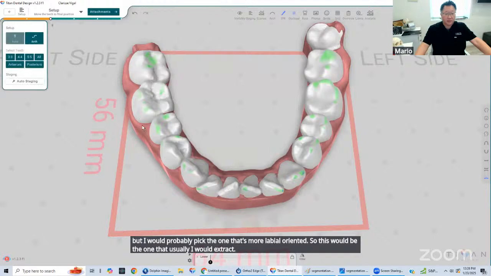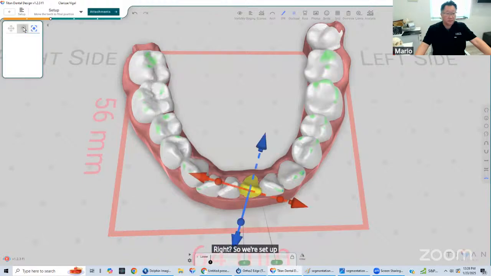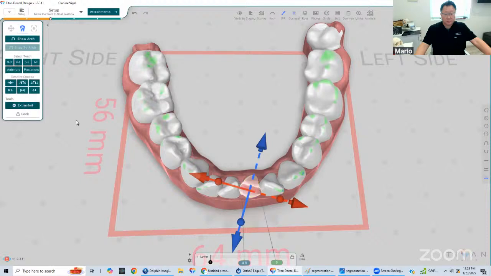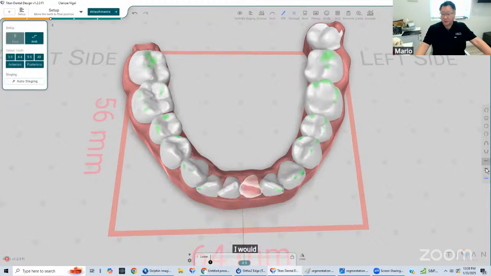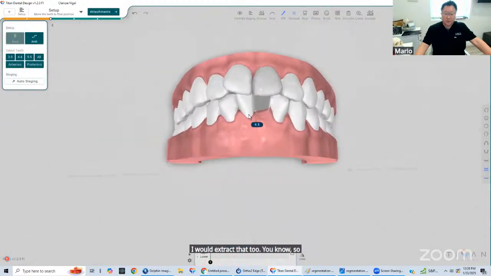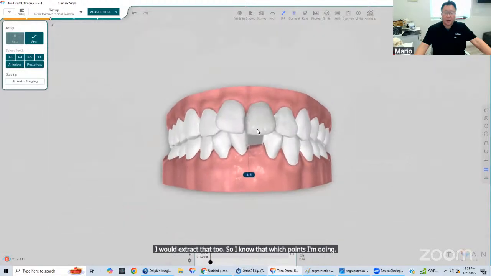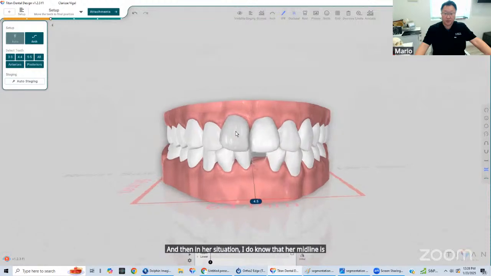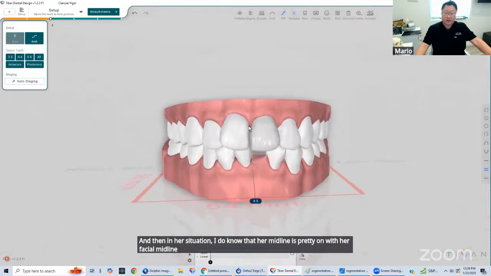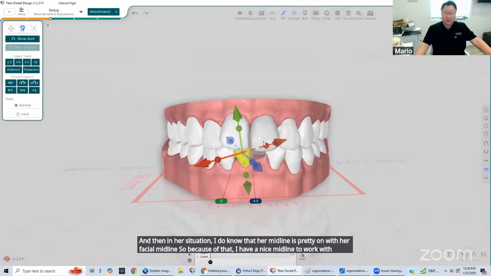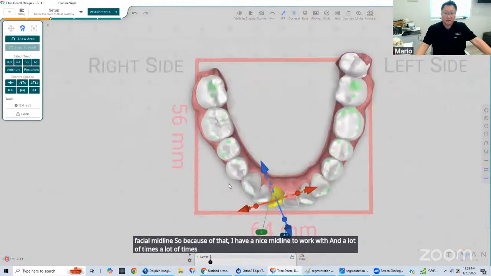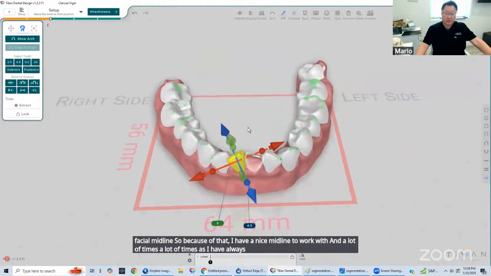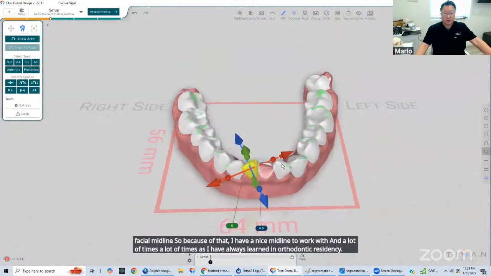So for the setup, I would extract that too, so I know which ones I'm doing. And in her situation, I do know that her midline is pretty on with her facial midline. Because of that, I have a nice midline to work with. And a lot of times, as I always learned in orthodontic residency, we treat to the lower, right? We treat to the lower.